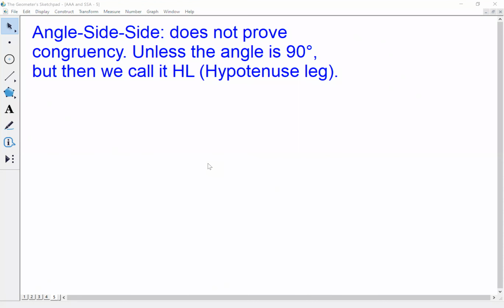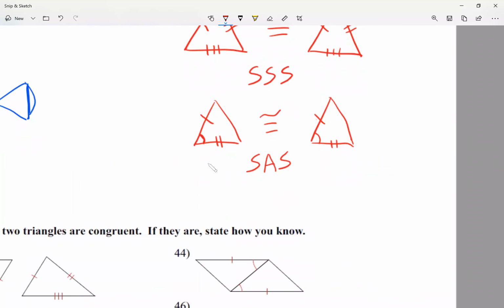Let me add another rule here on our notes. I'm going to say these two triangles are going to be congruent as long as I have this side and this side. So I'm going to say the angle side or side angle works, but then I'm not going to call it side angle. I'm going to call it HL. So side angle works only if it's a 90-degree angle. But again, I don't call it side angle. I call it HL. So let's take a look.